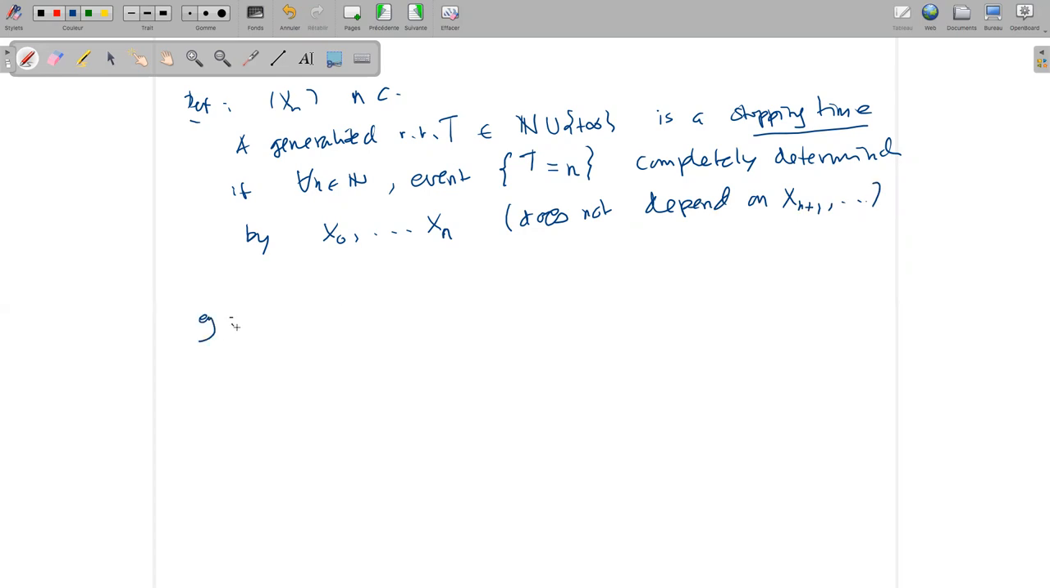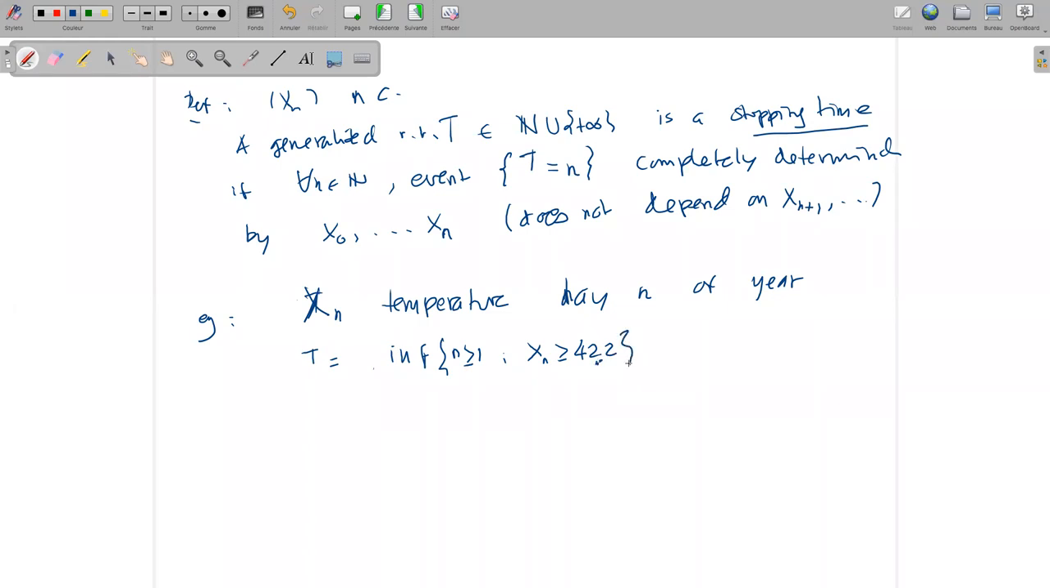Let me give you an example. Suppose that Xn is the temperature, every day's temperature at day n of the year at a given place. And I'm asking about the first time, the first day in the year where this temperature is bigger than 42.2, with the convention that the infimum of the empty set is equal to infinity.